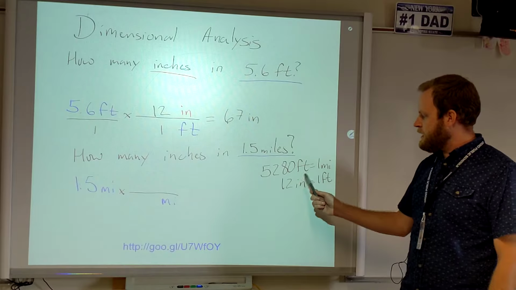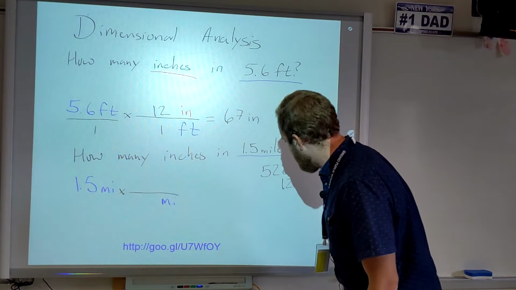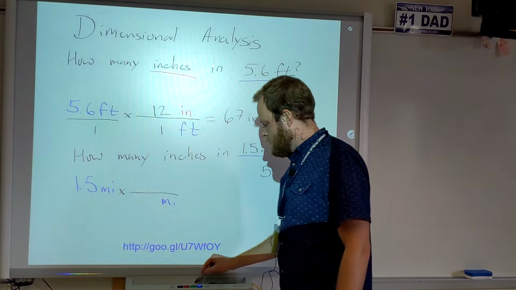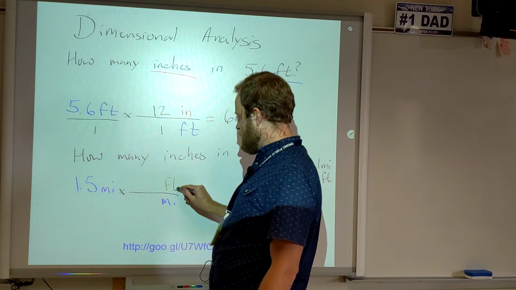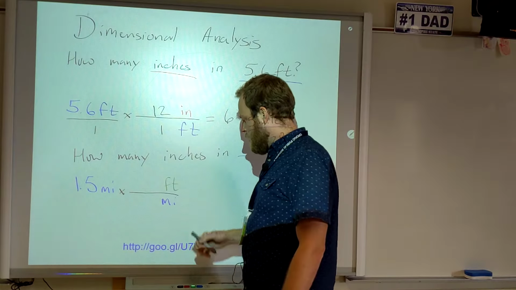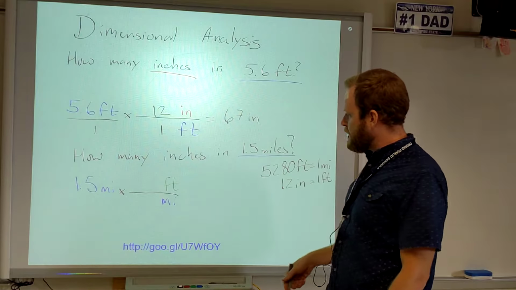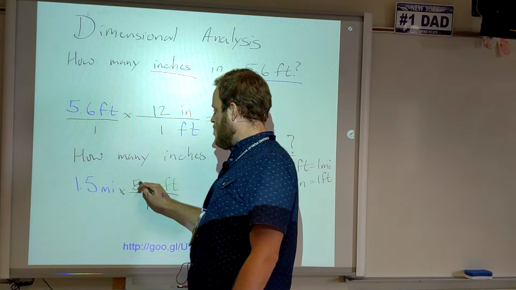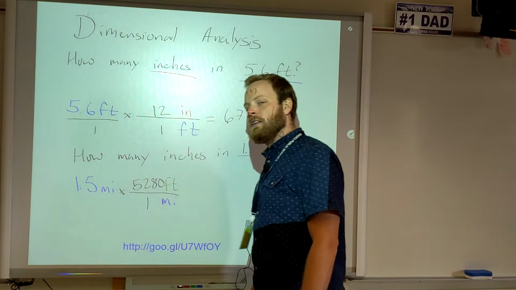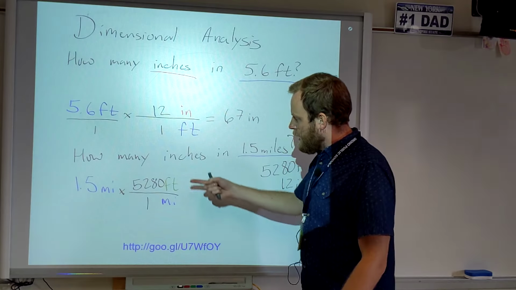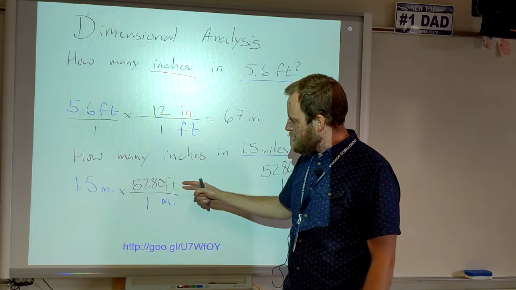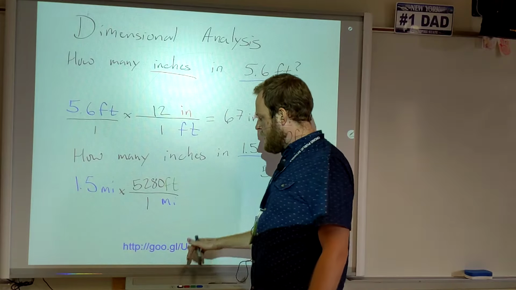I can't go miles to inches. I don't know how many inches are in a mile. So I go miles to feet. Hopefully you can see this green color. So I go miles to feet, and then I get the numbers from the equality. In 1 mile, there's 5,280 feet. In this case, I'm not done right now because the question wants inches, and my numerator is feet. So I have to do one more.